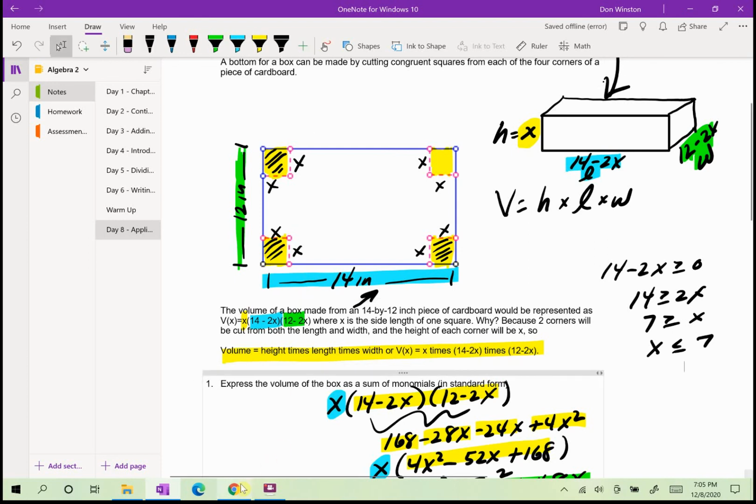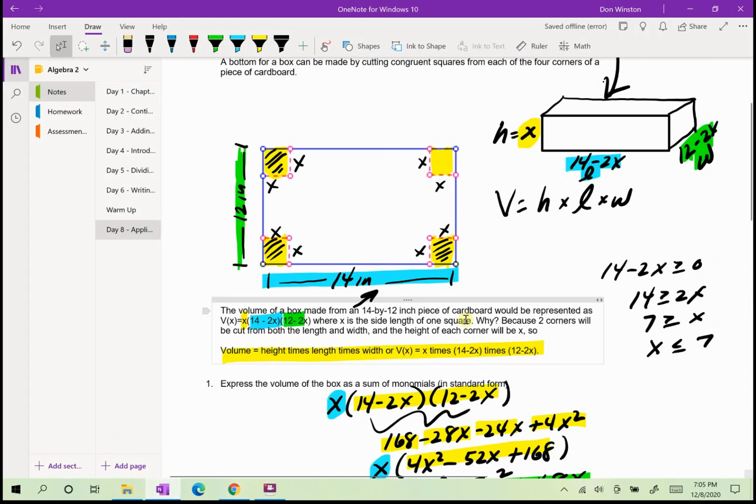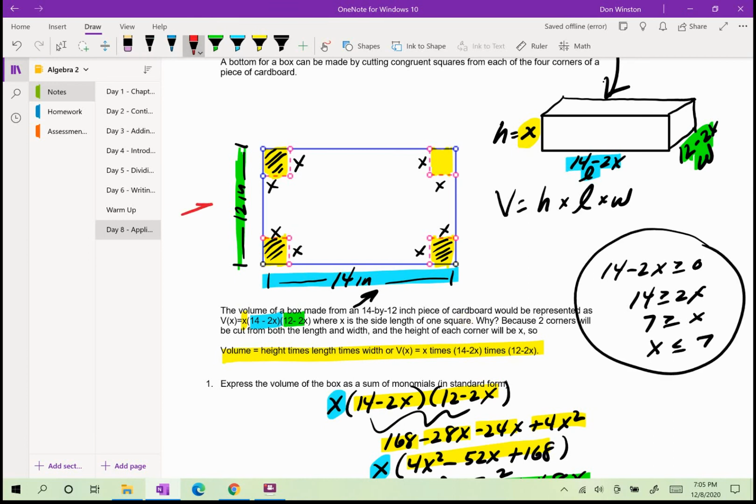But let's go back to the graph. Well, that's not quite true, because anywhere between 6 and 7, the volume is negative. So that didn't work. The reason it didn't work is because we have not considered the width. If you take a look at the width, x cannot equal 7. We'd be cutting off more than we have. If x was 7, 7 plus 7 is 14, but we only have 12 inches to work with.